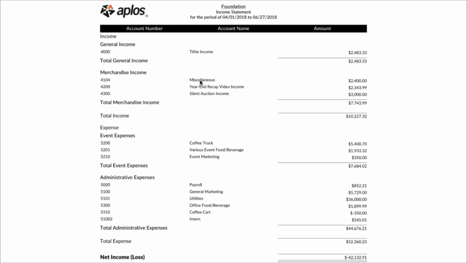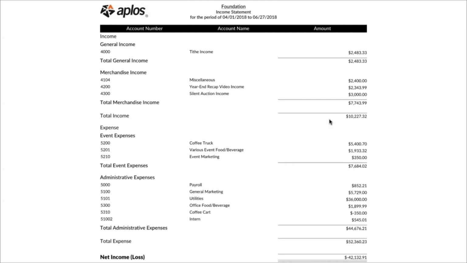Maybe your organization has kids that make art, and then you go out and sell that art. Maybe that's merchandise income, or maybe you have a coffee cart, or you have grants against donations. Those are the different kinds of income that you can track. And then you have your expenses based off each particular item. These numbers right here, these are Aplos. We follow the GAAP standards, which is generally accepted accounting principles.